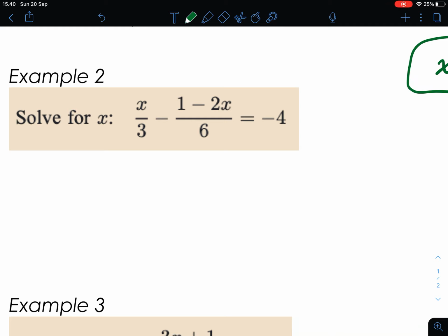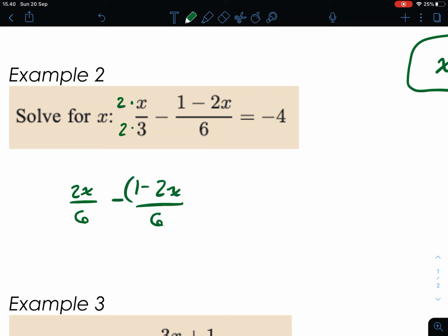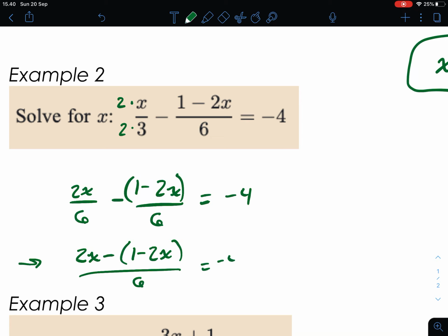Example 2 says solve for x here. Got x over 3, minus (1 minus 2x) over 6 equals negative 4. Let's start with this left side. Let's try to get both of these to have the same denominator. So I'm going to multiply this one by 2 over 2, fancy 1. So I'm going to have 2x over 6 minus (1 minus 2x) over 6. I'm going to throw that in parentheses real quick. You'll see why in a second. Equals negative 4. Leave that negative 4 there, it's fine. So this becomes 2x minus (1 minus 2x) over 6 equals negative 4.